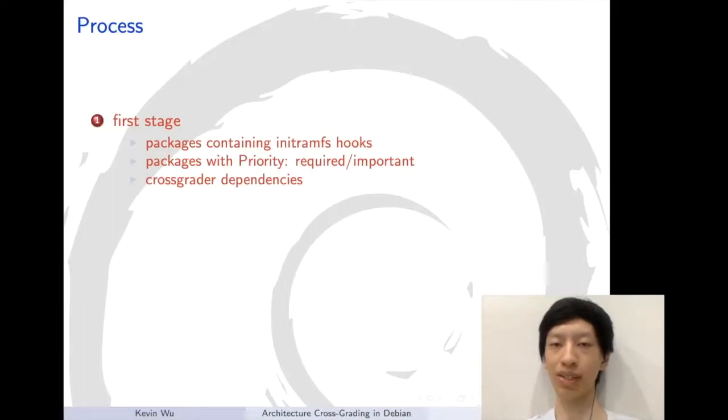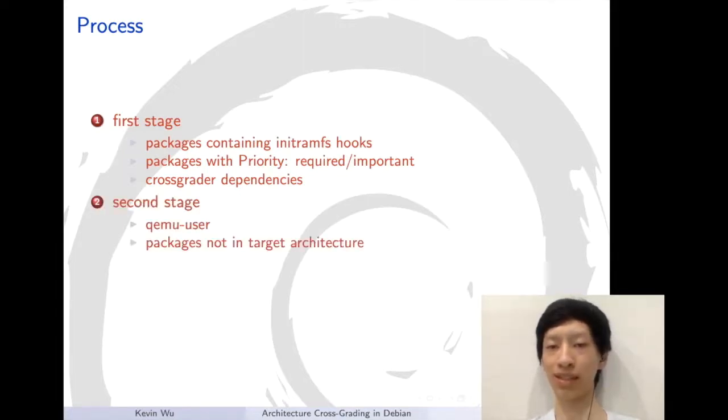The cross-grader works in 3 separate stages. Before cross-grading, you add a target architecture to DPKG and then install a kernel that can run it. The first stage consists of allowing the system to boot in the new architecture. All the packages that install binaries into the init ramfs are first cross-graded, and then high-priority packages and anything required for the cross-grader to run, like Python. Then, you reboot into the new architecture's kernel and continue the cross-grading process.